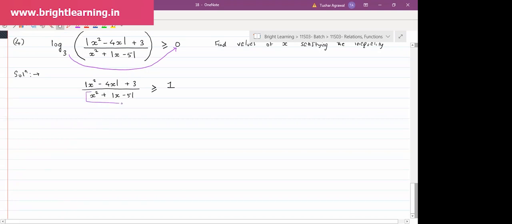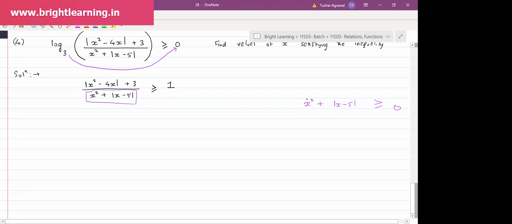That, sir, if I observe my denominator x square plus modulus of x minus 5, that term is always positive. It can never be negative. You just observe the denominator, x square plus mod of x minus 5. Sir, x square is obviously greater than or equal to 0, and modulus is also greater than or equal to 0. So the addition is always greater than or equal to 0. So can it be equal to 0?